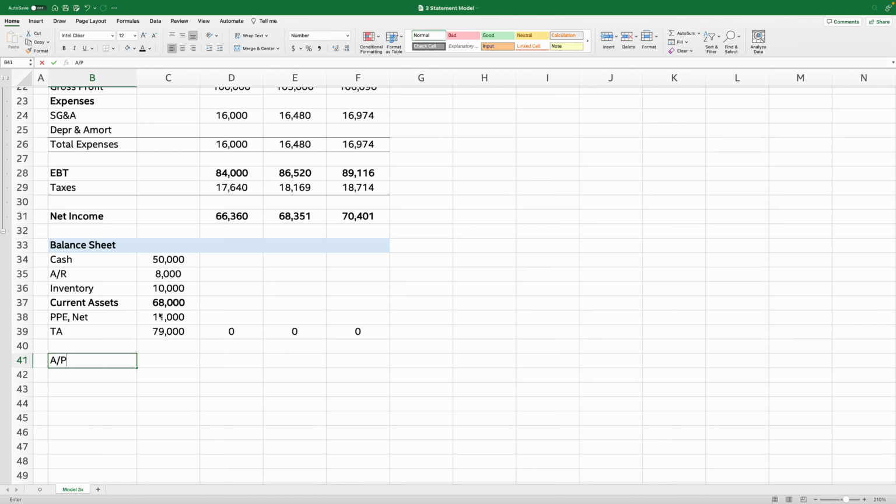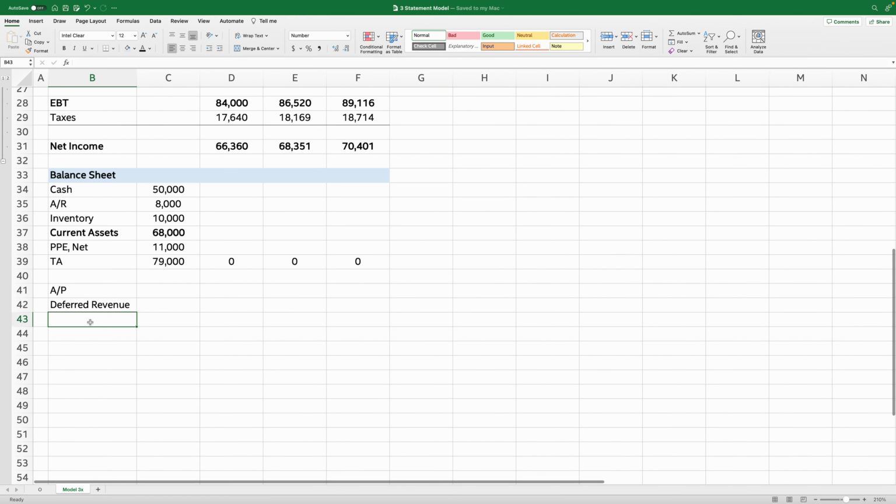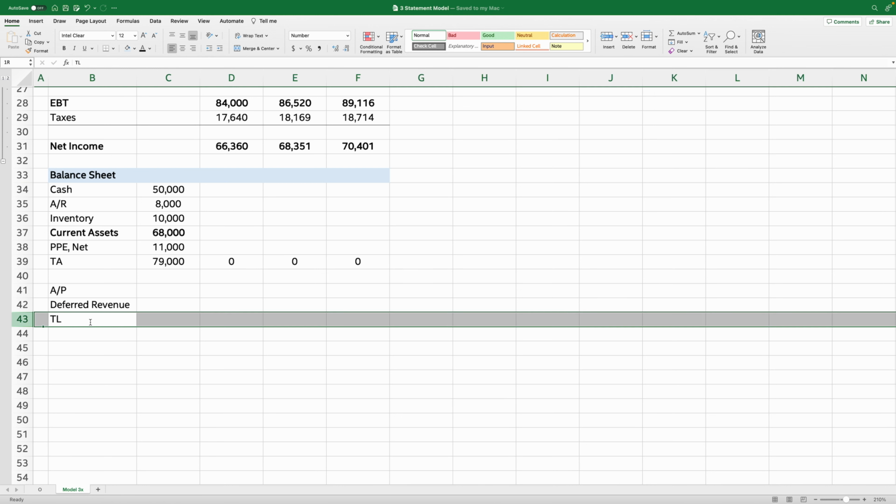Accounts payable, I'm going to abbreviate A/P, similar to accounts receivable. Then after that, I think we have some deferred revenue. And then after that, we have current. Well, these are current liabilities, but since there are no long-term liabilities, I'm just going to put total liabilities here.